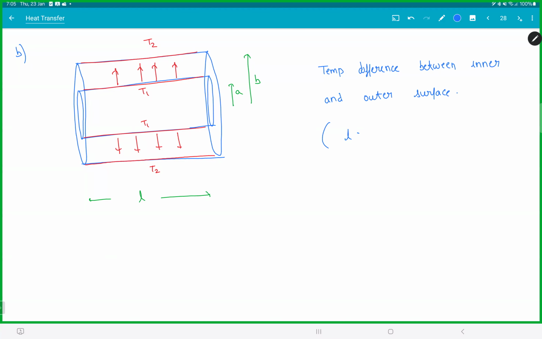And this is for L much greater than B minus A. It should satisfy this condition. We will see later on what happens if that condition is not satisfied. But first, let's get R equivalent.